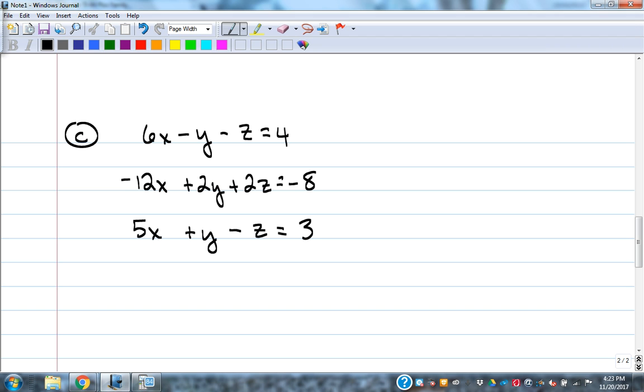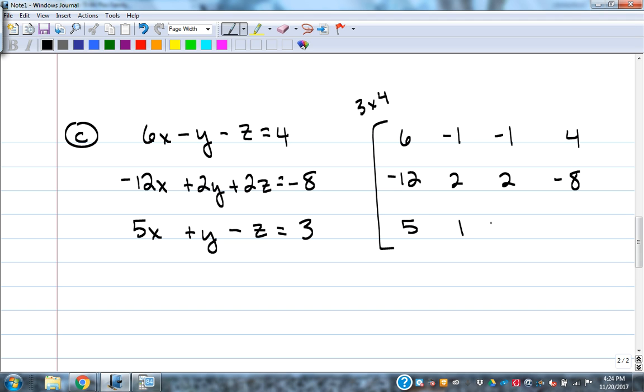And let's go through setting up that system. So set up a 3x4 matrix again. 6, -1, -1, 4. -12, 2, 2, -8, 5, 1, -1, 3. That's the matrix that we need to enter into our calculator.